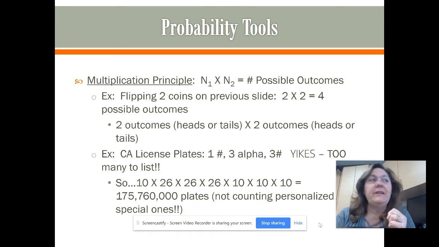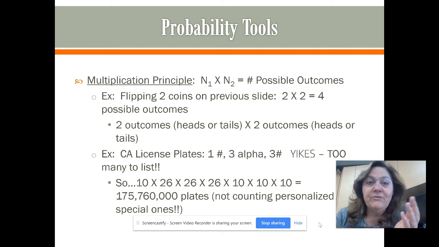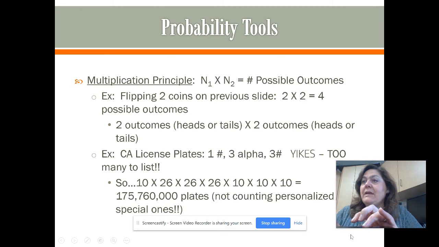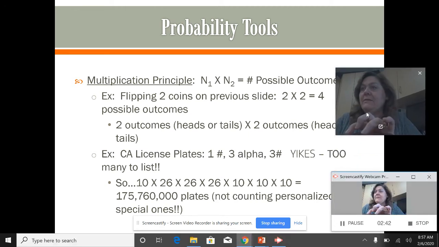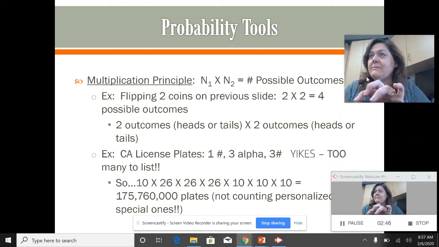This is really handy with bigger numbers, of course. So like take California license plates. You have 1 number, 3 letters, and then 3 numbers. That would be way too many to list. But if you wanted to know how many were in it, then let's use this multiplication principle. I'm still covering there, aren't I? Sorry about that, guys. Trying to make this better.